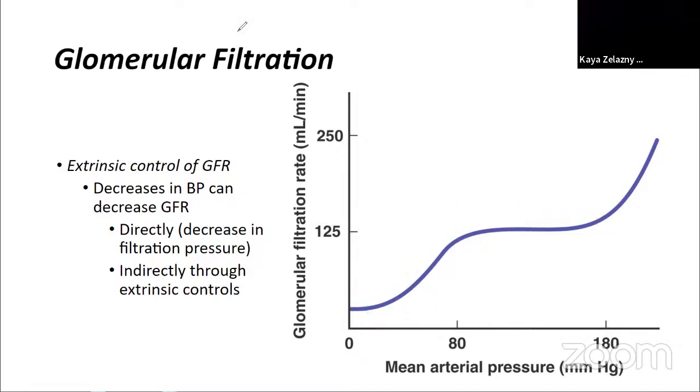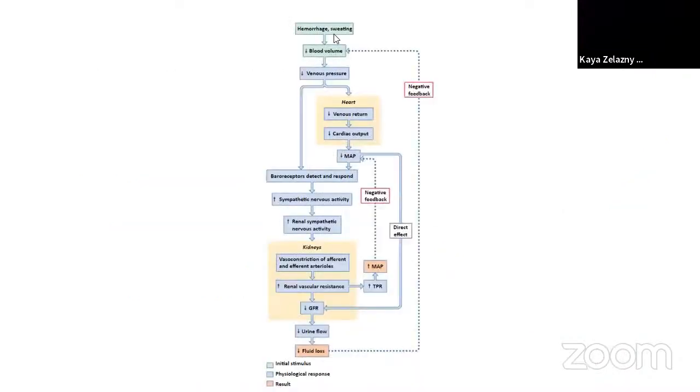So our intrinsic controls were really about controlling for high blood pressure. We're going to use some extrinsic controls if we want to raise a low blood pressure, basically. So we can stop here and start with the feedback loop on Friday. I think that's our best bet.